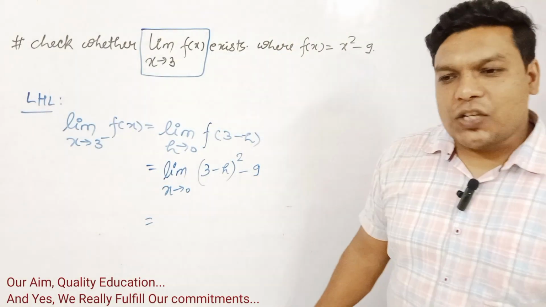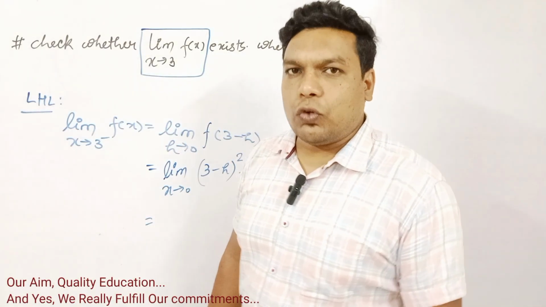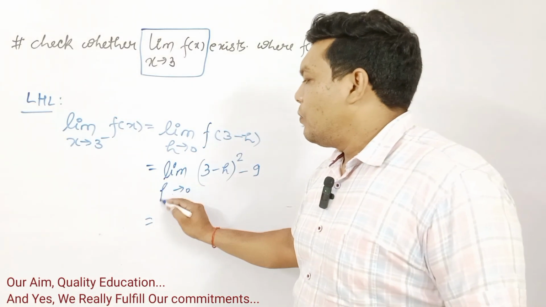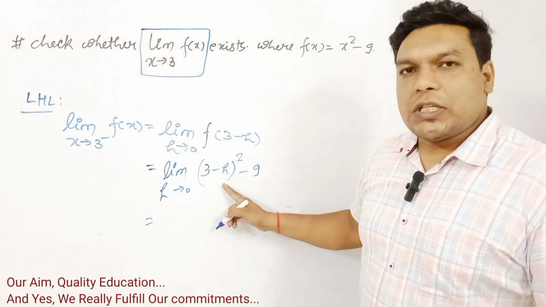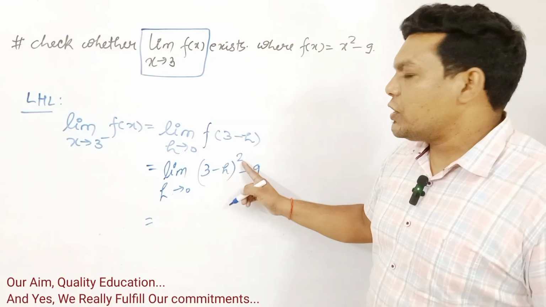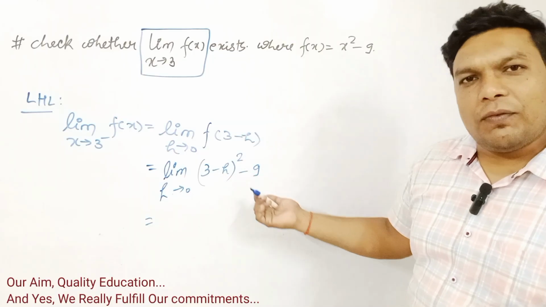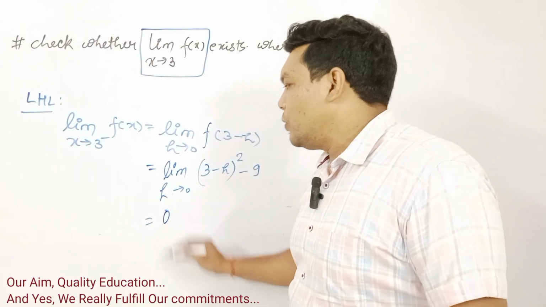Now put the value of h if you are not getting any undefined form. When you put h equal to 0, this is 3 minus 0, 3 square is 9, 9 minus 9 is 0. We are not getting any undefined form, so you can put the value of h. So it is 0.